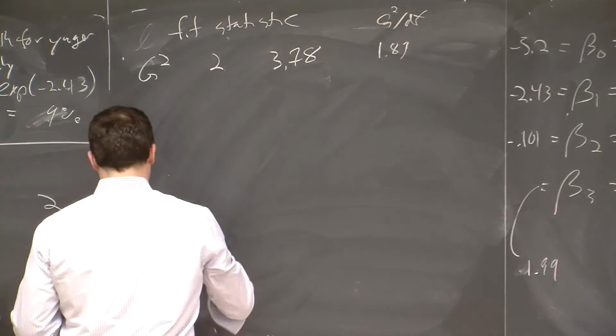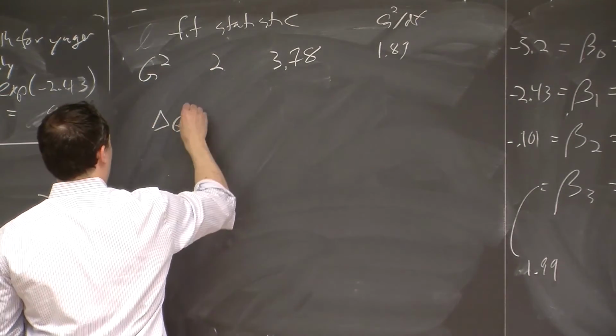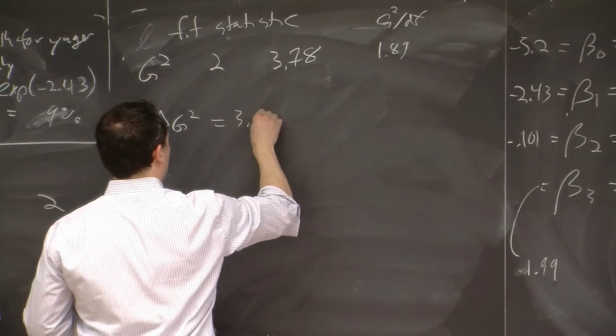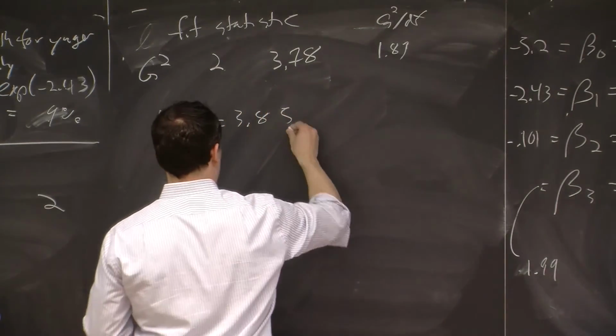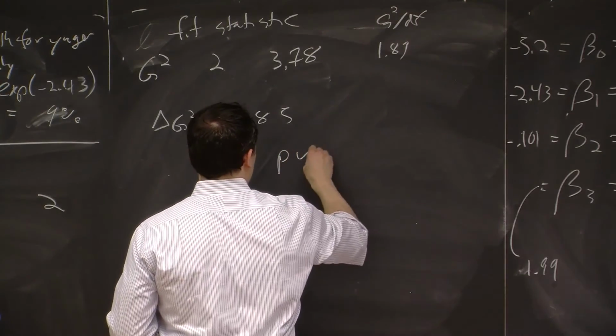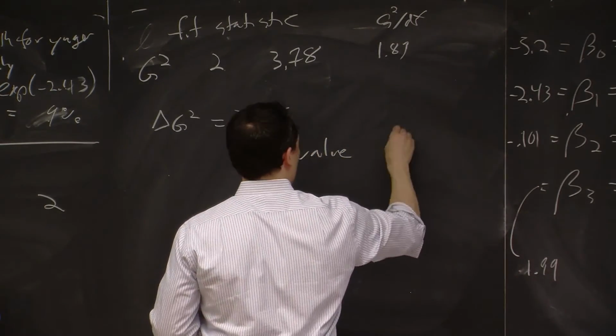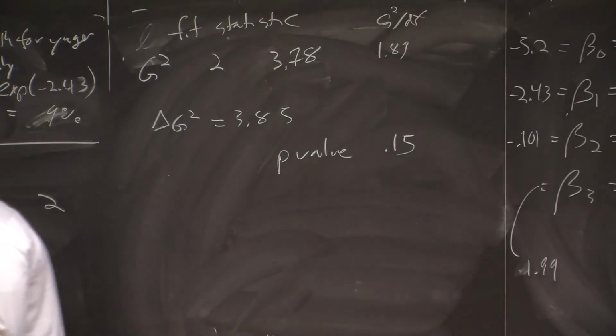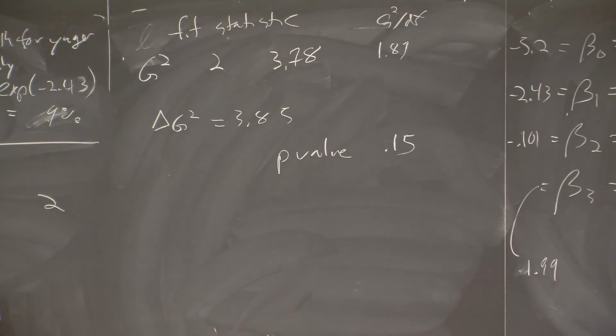and the change in deviance 3.85 with 2 degrees of freedom. P-value is about 0.15. Okay, so we can sort of say that the model fits. Doesn't fit very well, but it fits.